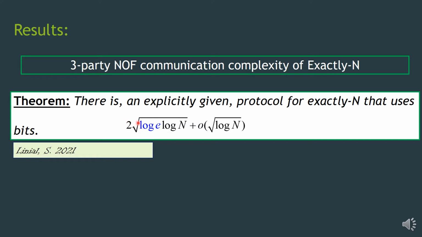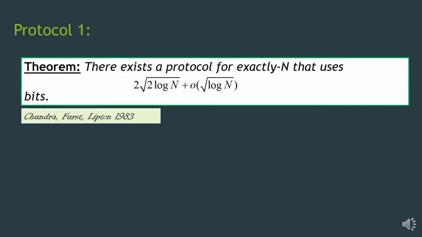So this is the result in this paper, giving an explicit protocol different than the one from 2017. That is slightly better. Instead of a constant 2 square root log n, you get a constant 2 square root log e times the square root of log n plus this negligible term. Let me tell you some of the details for Chandra, Furst, and Lipton's proof of existence, then the more recent explicit protocol, and our improved protocol from this paper.